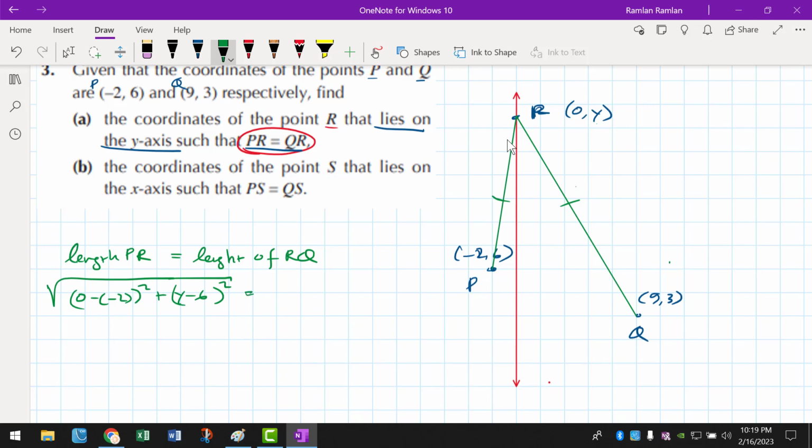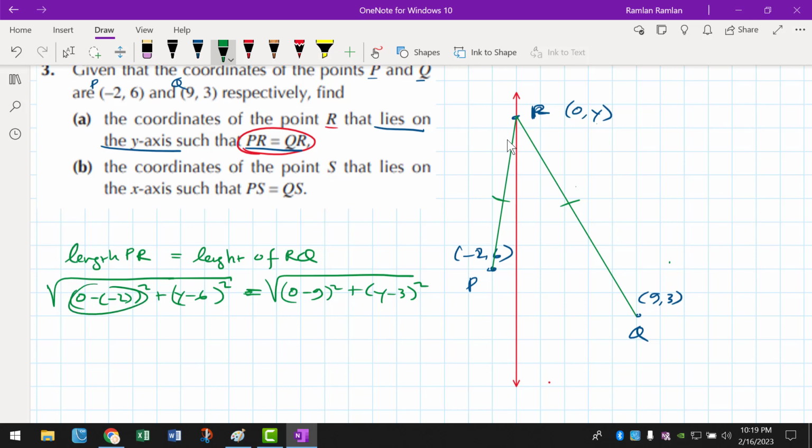Now the length of RQ is actually the same thing. I'm going to start with 0 minus 9, squared, and then we have another one which is y minus 3, and don't forget to write down the square, plus y minus 3 squared. Now we only need to solve it. On both sides of the equal sign we have a square root, so we can just remove that square root.